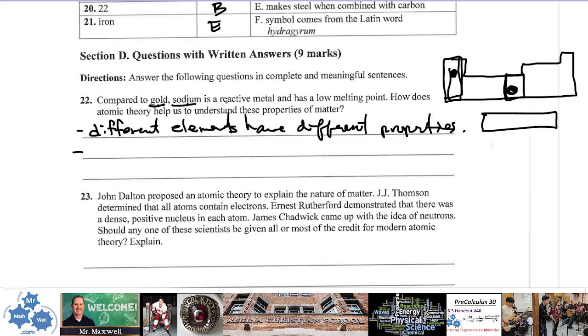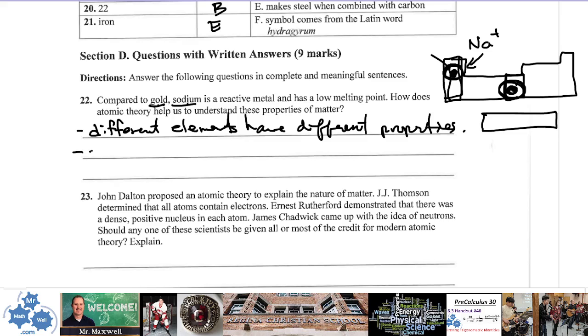So compared to gold, sodium is a reactive metal and has a low melting point. Okay, because sodium, and now I don't know how much we talked about this, but because sodium has one electron on its outer shell, it likes to give away that electron quite easily. Remember when we talked about sodium becoming positive very easily? That's because it wants to give away the electron. Gold has a lot of electrons. It doesn't want to become an ion very readily, and so it's less reactive.